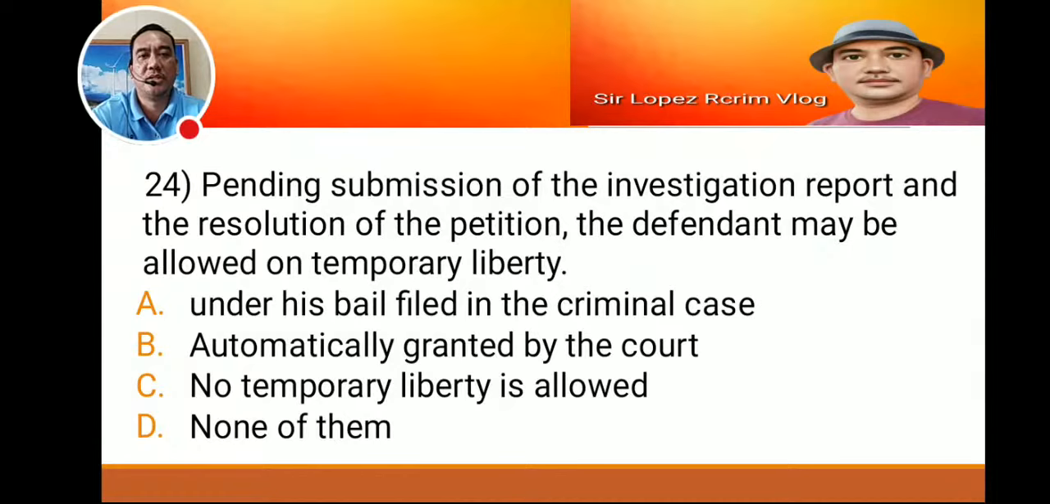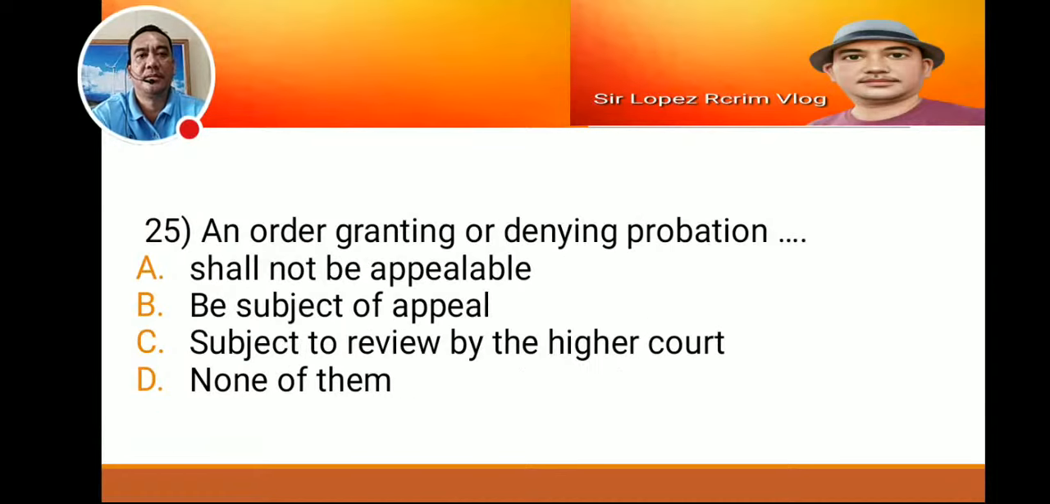Next is question number 25. An order granting or denying probation, letter A, shall not be appealable. Letter B, subject of appeal. Letter C, subject to review by the higher court. Or letter D, none of them.